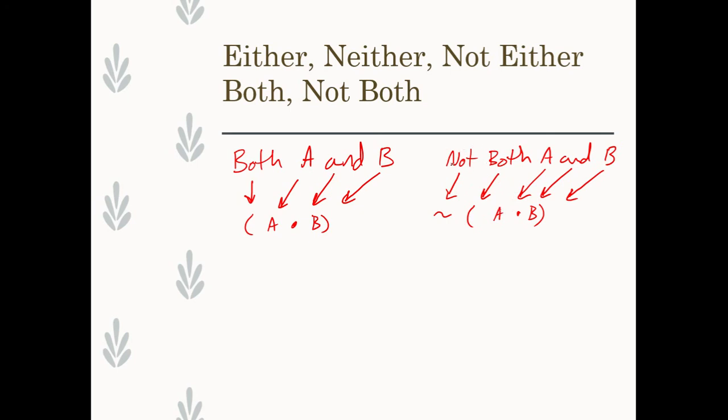Again, if you see not after the word both, that's going to tell you to put your negation somewhere after your parenthesis. If you see the word not before the word both, that's going to tell you to put your negation before your parenthesis. So that's either, neither, not either, both, and not both.